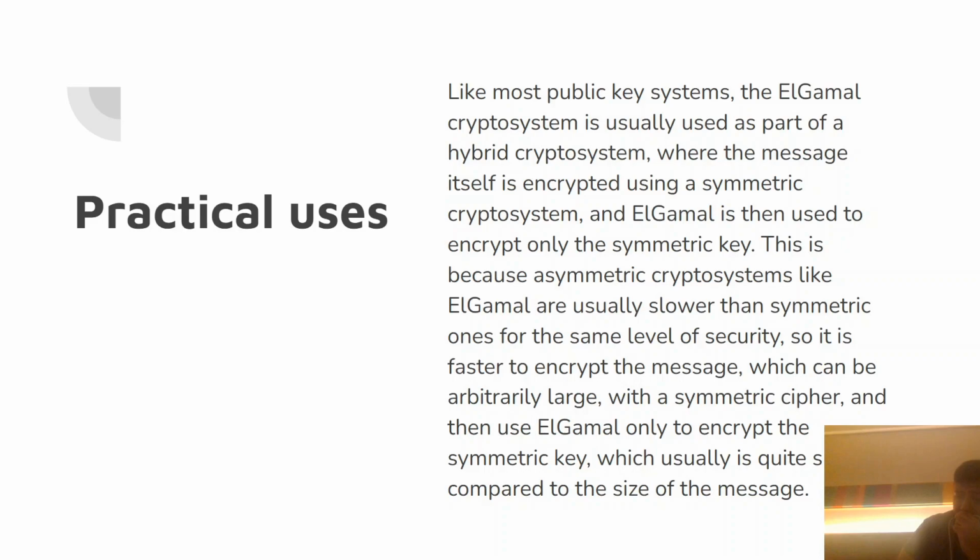This is because asymmetric crypto systems like ElGamal are usually slower than symmetric ones for the same level of security, so it is faster to encrypt the message, which can be arbitrarily large, with a symmetric cipher, and then use ElGamal only to encrypt the symmetric key, which is quite small compared to the size of the message.